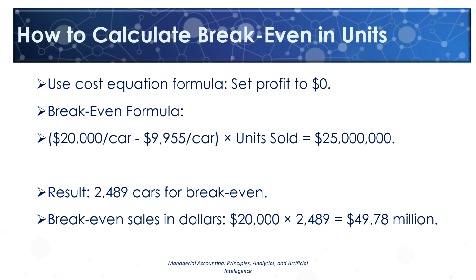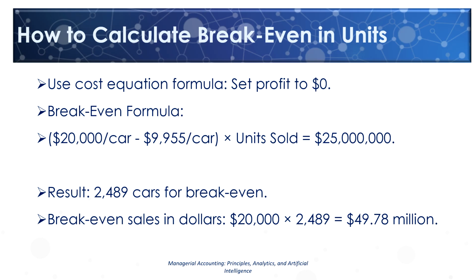Now let's calculate break-even in units. Use the cost equation formula and set profits to zero. In the break-even formula, we're going to compare contribution margin, or the total contribution, to the total fixed costs. The contribution margin is the difference between the sales price of $20,000 per car and the variable cost. That results in $10,045 of profit per car that is available to cover fixed costs.